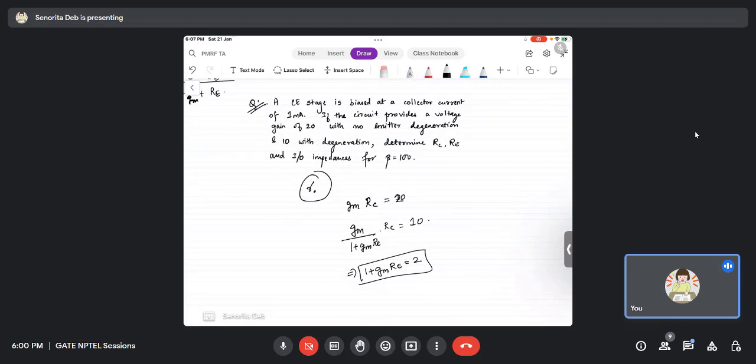So with this please start, find the value of REs. The collector current IC is given, therefore you can find GM. Once GM is there, from this derivation you will find capital RE. Once capital RE and GM are there, you already have the gain, so you will find RC. Once that is there, beta is given and GM is there, so you can find R pi. Once that is there, R out is nothing but capital RC. Clear? Early effect is not there, so R naught is infinite. Is it clear?